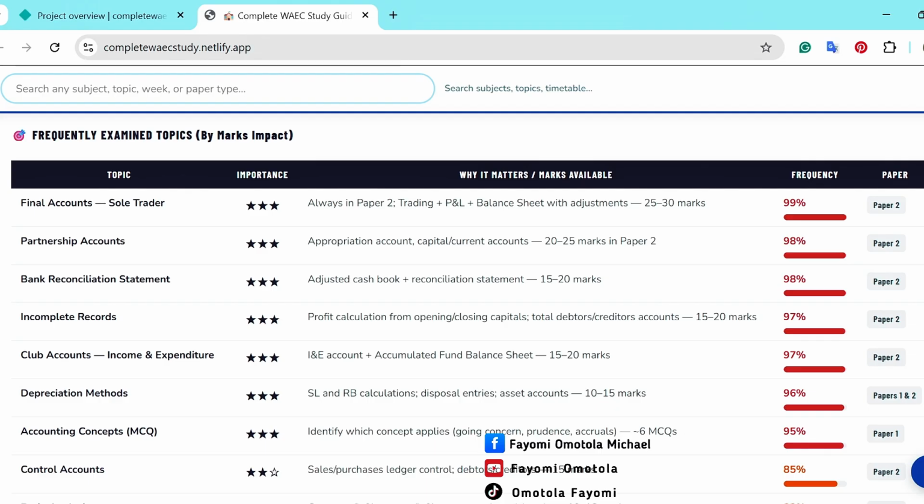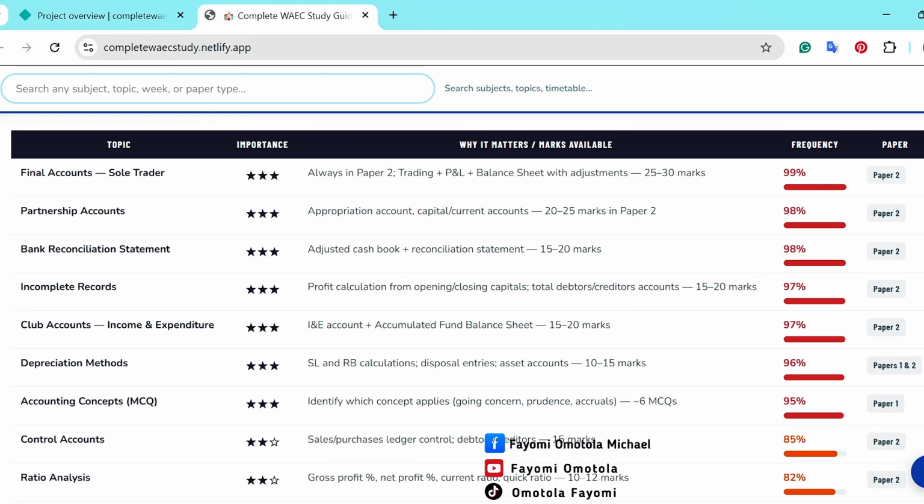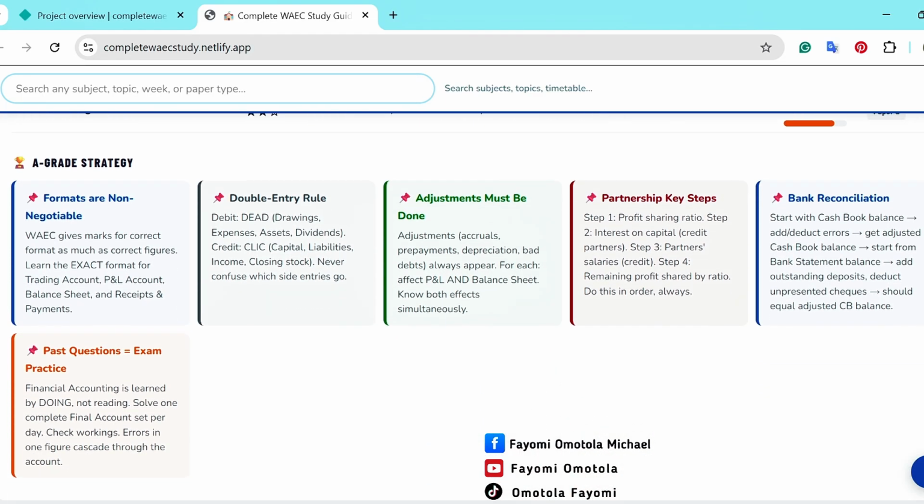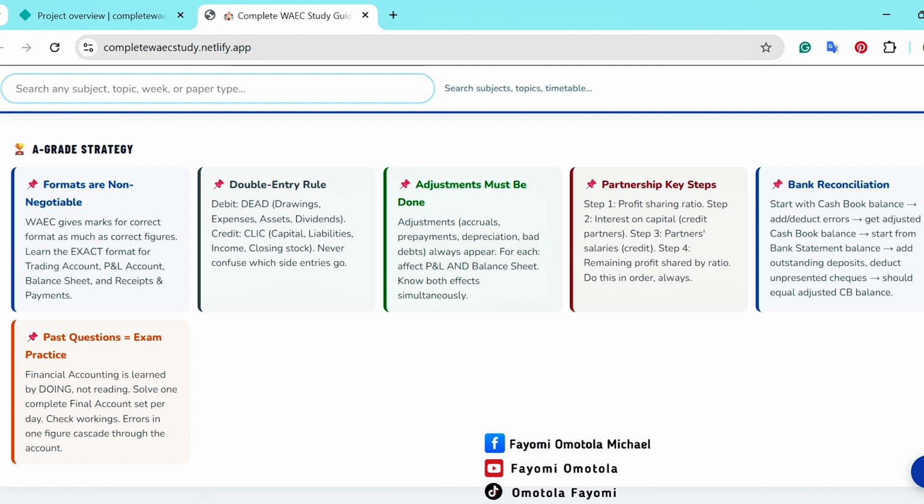It's very important. Yes, the final accounts, the partnership accounts, the bank reconciliation statement, incomplete record, account concept, as you are seeing on the screen, control account, and what have you that is there. Just check them out on that website. So what are the A grade strategies? You can see them there and I will explain.